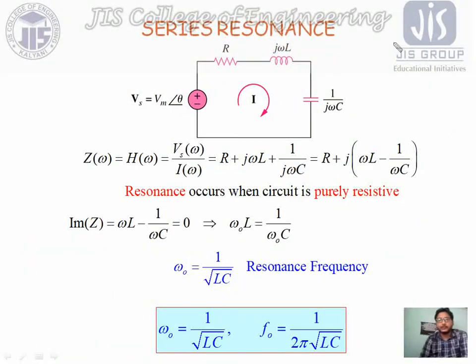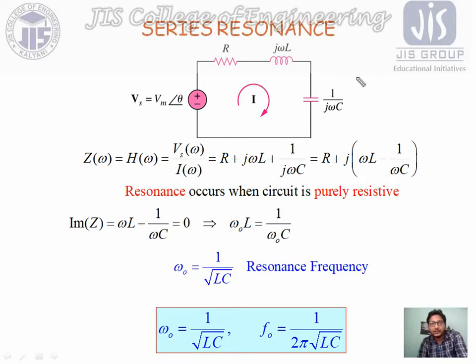Now for the series resonance circuit, the simple RLC, they are connected in such a way, and the voltage source is given over here. Now if we want to find the impedance, we know Z is equal to V by I. We can get this by using KVL also.